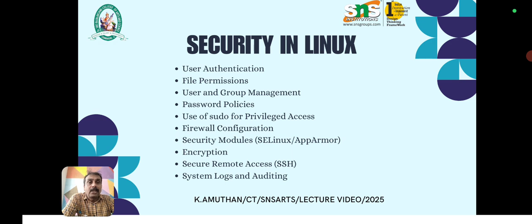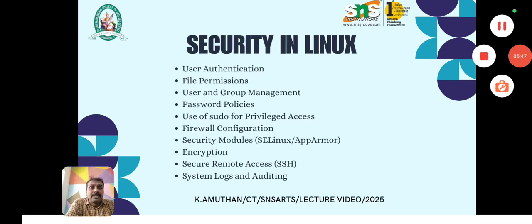Next point is security. Security in Linux plays a vital role, same as in Unix: user authentication, file permissions, user and group management, password policies, use of sudo and privileged access. The main thing is firewall configuration, security modules and encryption, secure remote access, and system logs and auditing. A firewall sits between the user access and the system, client and server, and checks user authentication. Security modules and encryption can be implemented in the Linux operating system.